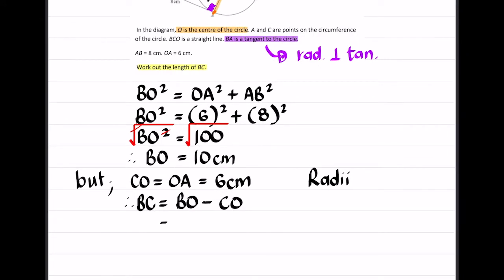So that means that BC is equal to BO, which is 10, minus CO, which is 6. So BC is equal to 4 centimeters.